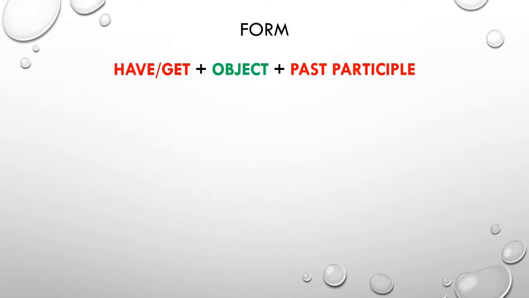Let's look at the form. It is have or get plus object plus the past participle form. To represent all tenses, you have to conjugate the verbs have or get. Let's look at the examples.